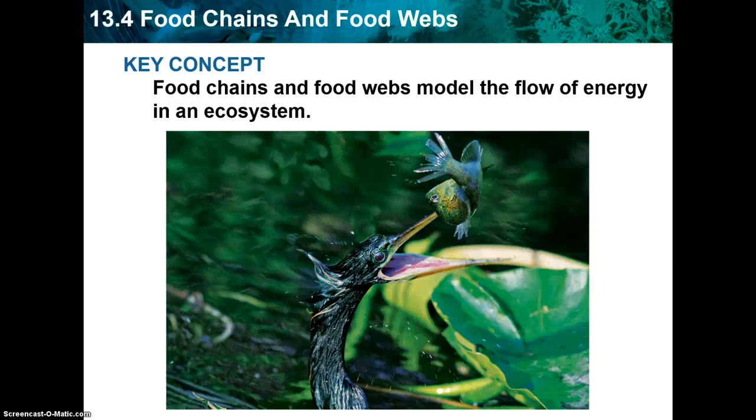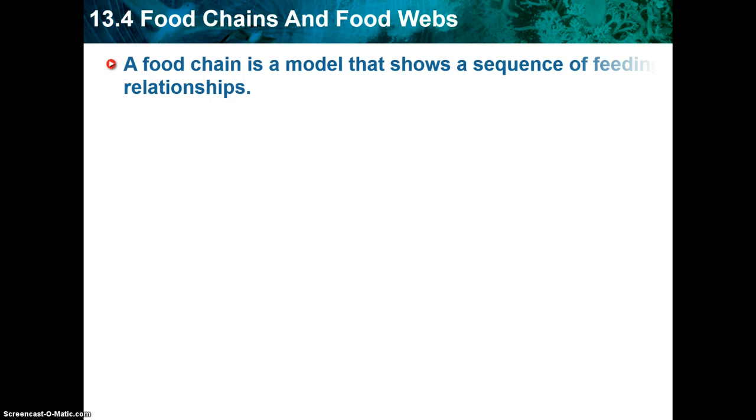Alright, ecology, this is your second note set. This is going to cover your food chains, your webs, your cycles of matter, and your pyramids. So our main concept for the chains is that a food chain and a food web model the flow of energy in an ecosystem.